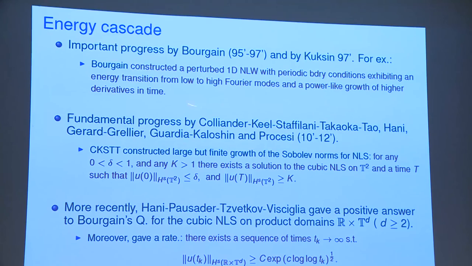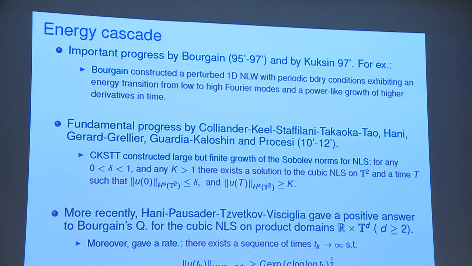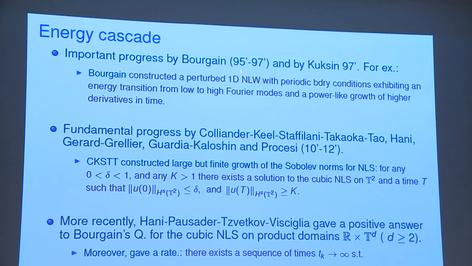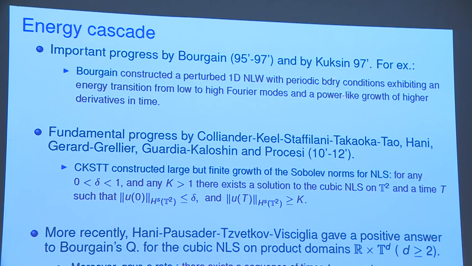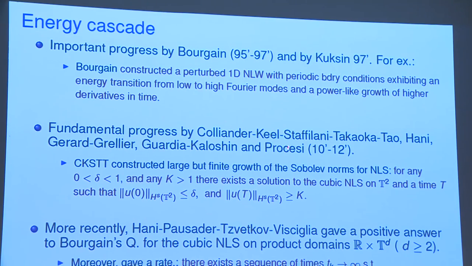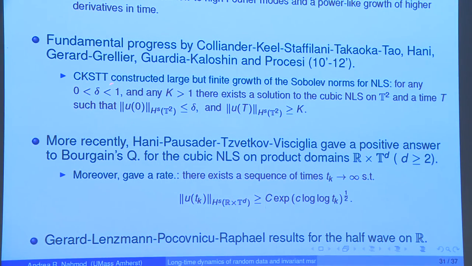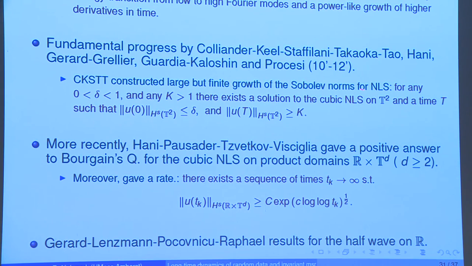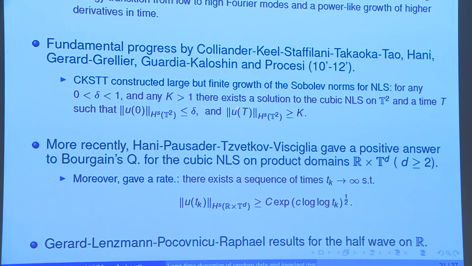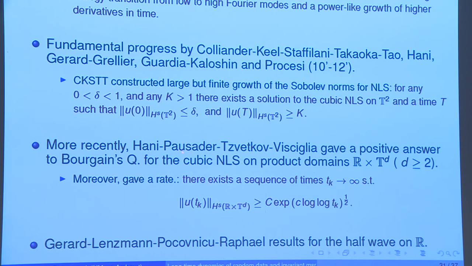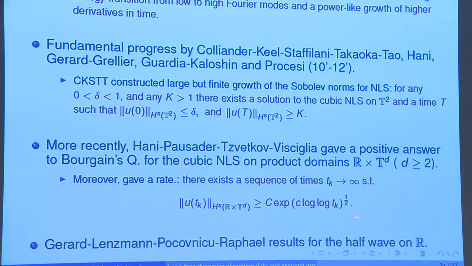Bourgain himself made some progress on that. He constructed some special 1D nonlinear wave equations, some modified equations, in which he exhibited that. There is some work of Kuksin. Then the fundamental progress came in the paper of Colliander, Keel, Staffilani, Takaoka, Tao, in which they constructed large but finite growth of the Sobolev norms. There is also work of Hani, Guardia, Kaloshin, and Procesi. More recently, in a really nice paper of Hani, Pausader, Tzvetkov, and Visciglia, they proved that if instead of the torus you take the product domain, these cylinders, then they solve the conjecture. They proved yes, and they also gave some rate.